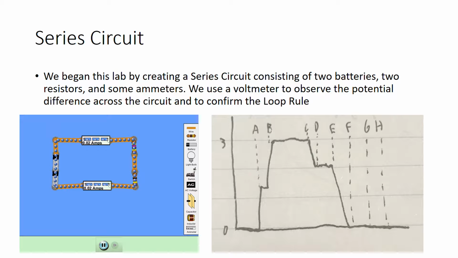So as we go across batteries, we should see an increase of their voltage of 1.5 volts. And then as we go through resistance-less wires and ammeters, we should see a flat line. But as we go through a resistor, we lose some of that voltage, so we see decreases between each of the resistors, which gets us back down to zero, which confirms the loop rule.